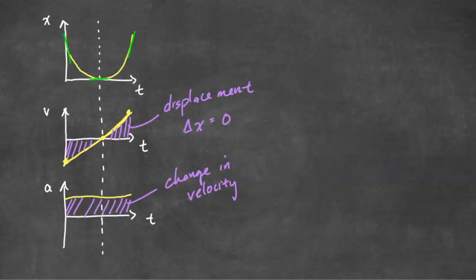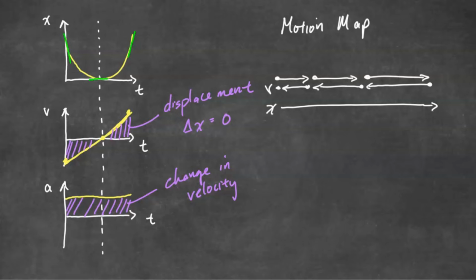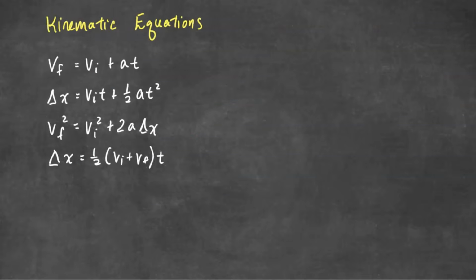So this object is going in the negative direction and slowing down to a stop, as you can see in the motion map, and then it turns around and it speeds up in the positive direction. So it's going in the negative direction, slowing down to a stop, and then turns around and speeds up in the positive direction. Now we'll take a look at the kinematic equations.